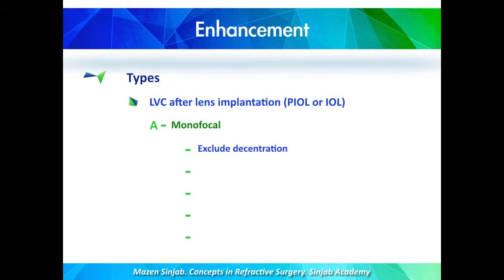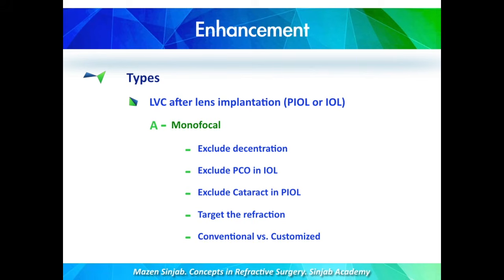We have to exclude decentration of the lens before thinking of enhancement. We have to exclude posterior capsule opacification in case of previous cataract and IOL implantation. And if it is a case of phakic IOL and refractive error after the implantation of the phakic IOL, we have to exclude cataract in the crystal lens. We have to target the refraction, and then decide whether to go for conventional or customized laser treatment.